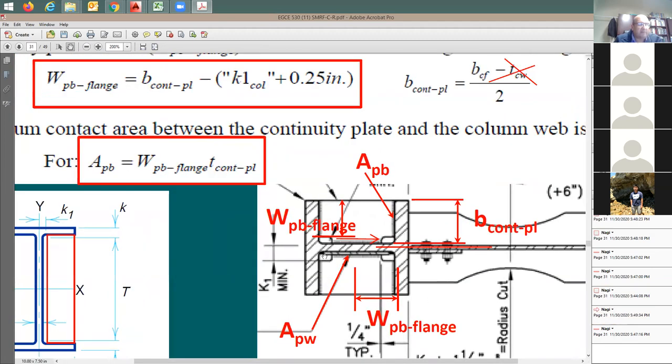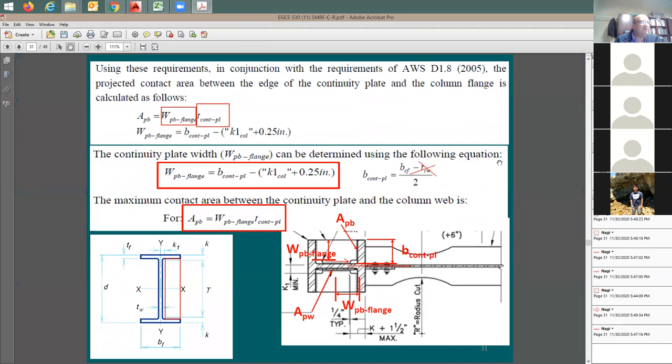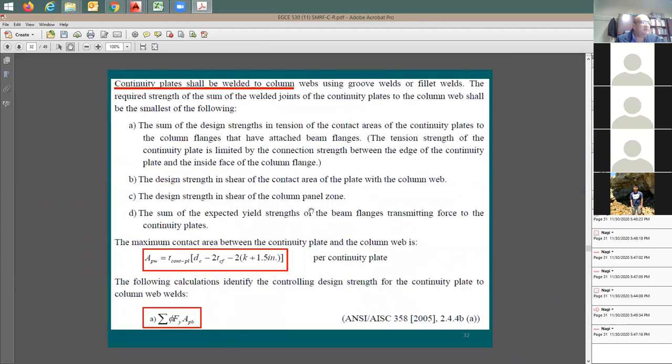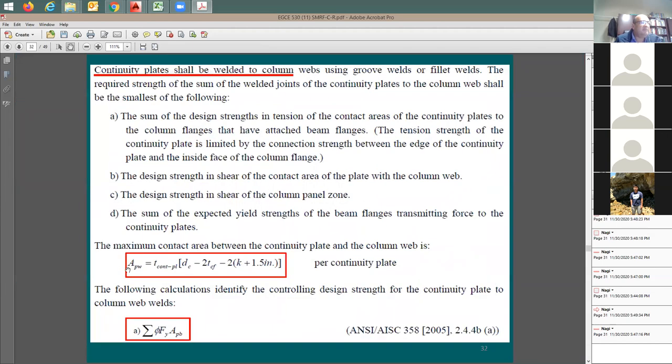This cross-section area, which is equal to that width from this point. You guys see the hand, the pointer, that point multiplied by the plate thickness, I'm gonna call it here APW. Now, where do we have this? Let me take you here to this equation. It says APW is gonna be equal to the thickness of the plate multiplied by, so here's the plate thickness, right? Multiplied by what? Depth of the column, subtracting twice the flange thickness of the column.